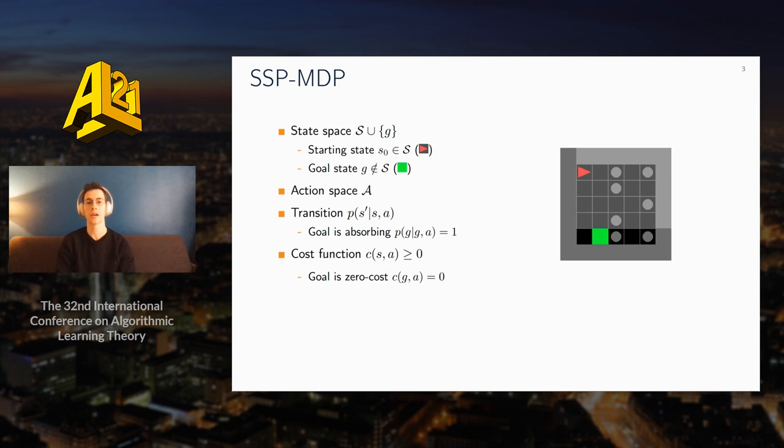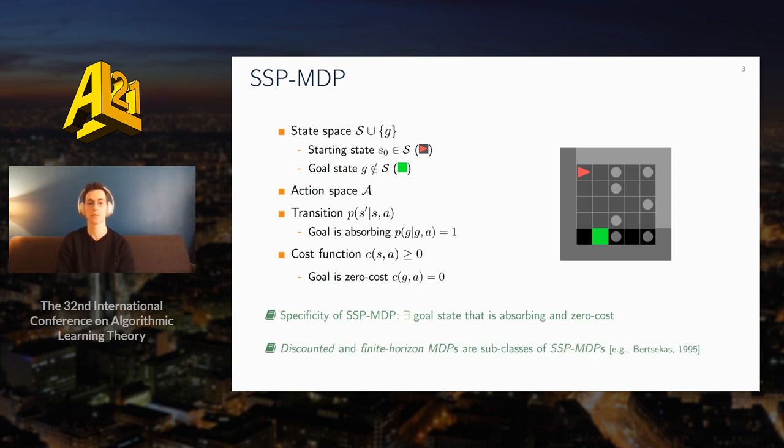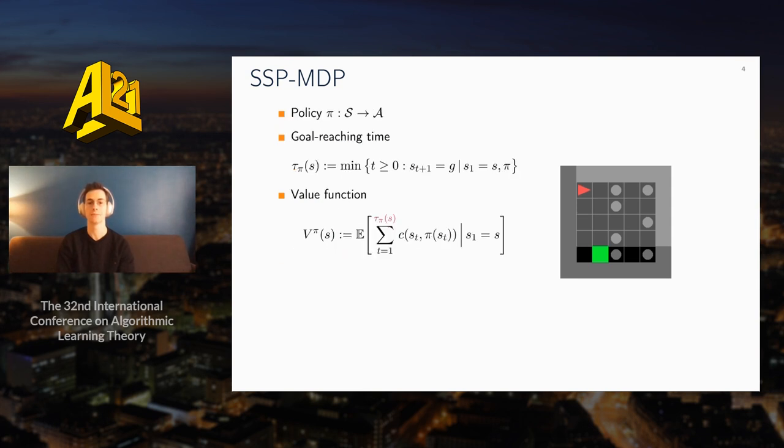So let's review our environment at hand, an SSP MDP. The state space is denoted by S, the goal state denoted by G, the action space is denoted by A, and the transition kernel by P. We also consider a non-negative cost function c(s,a) at each state-action pair (s,a). A specificity of SSP MDPs is that there exists a goal state that is both absorbing and zero cost. Note that the framework is quite general because it encompasses both discounted and finite horizon MDPs.